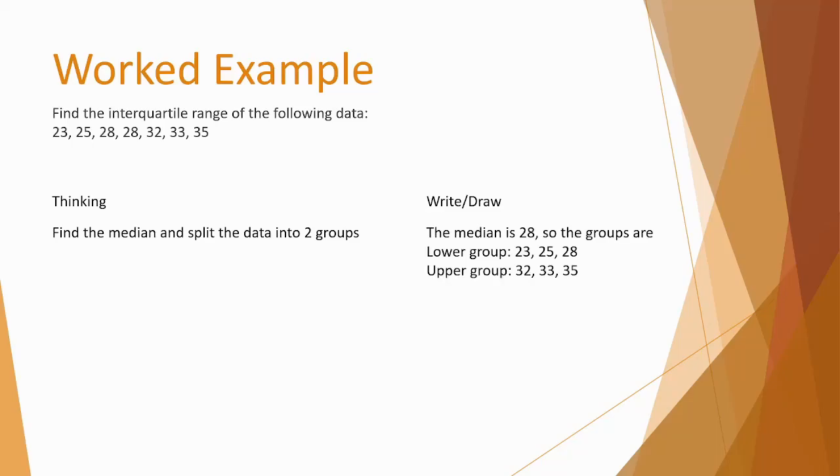So I have a lower group, which is 23, 25, and 28... and we have the upper group, which is 32, 33, and 35. If you notice, there's only 6 numbers between the two because I've taken that middle 28 out. That way I've split it into 2 even groups. I then have to find the lower quartile using that first group, the lower group. So I find the median of that group and that's the middle number, and that's just 25. So I'll say that Q1 or lower quartile is 25.